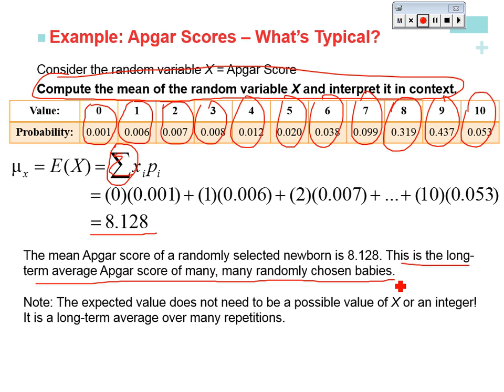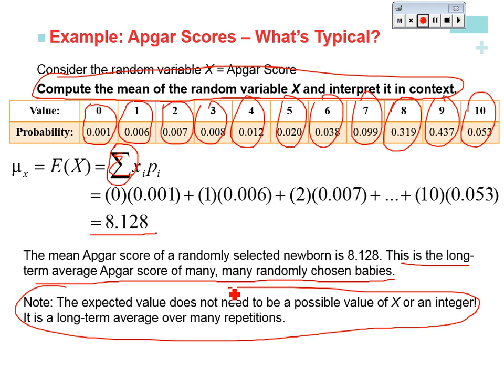So just note here that the expected value is very important. It does not need to be a possible value of x or an integer. Because we're just talking about an average, it doesn't necessarily have to be a whole number like these values are here. It is just a long-term average over many repetitions. So that's how you find the mean of a discrete random variable.